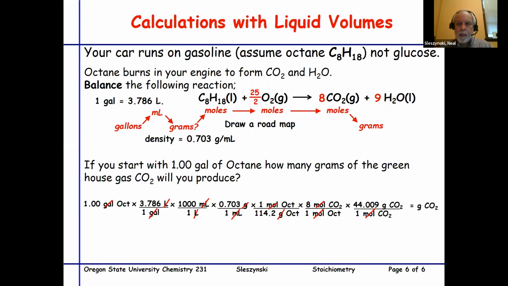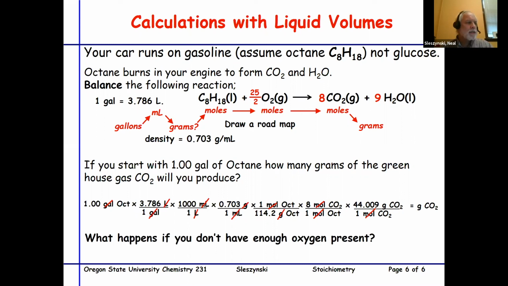Just as a practical sense, what happens if we don't have enough oxygen present to completely react the octane? Well, the chemical reaction will stop at elemental carbon, which we see as soot, either in our tailpipe or in our chimneys from our wood burning stoves. And the reaction path changes to a different reaction.